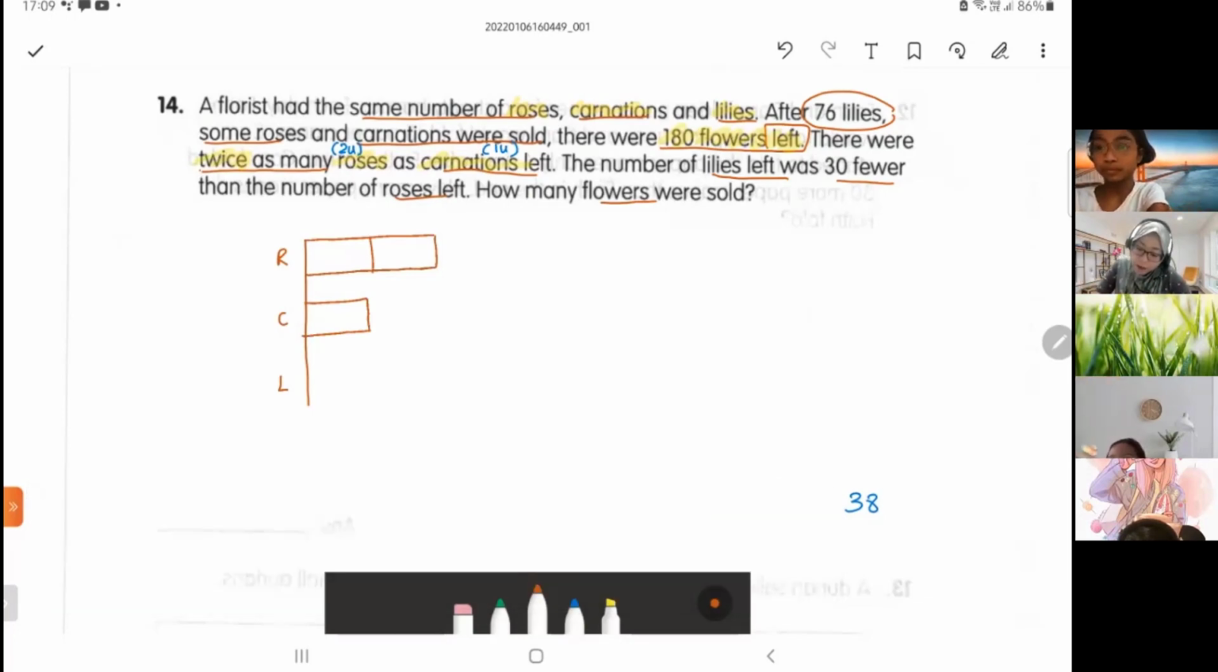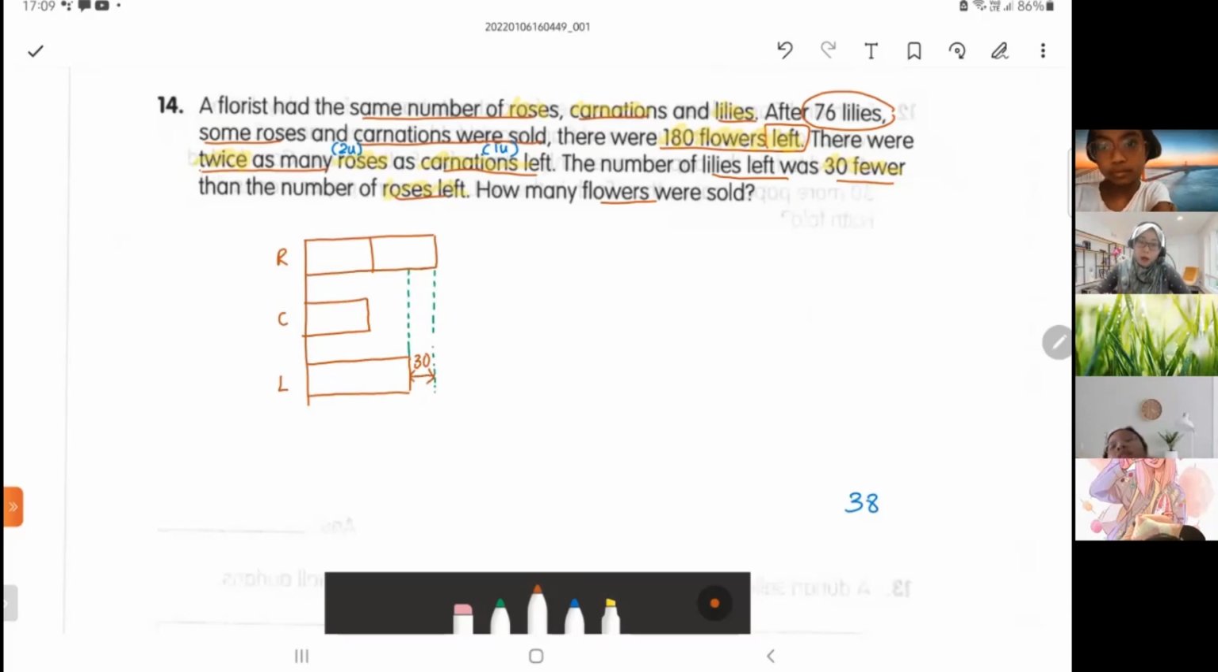Then the number of lilies left were 30 fewer than roses left. Okay, so which means I can have my lilies and roses comparison almost the same but a bit shorter. Okay, let's say about here, right? And then the difference of the part there, if you can see. Can you see there's a difference? Okay, the difference is actually 30 fewer. So this is 30. All right, so we have that already established.